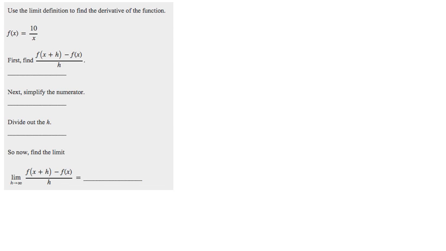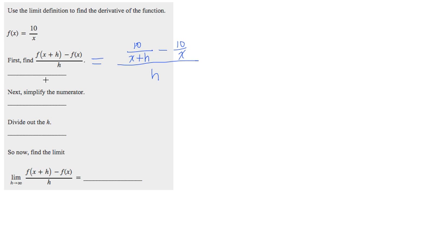Okay, in this problem, we are going to find the derivative of f of x equals 10 over x using the limit definition. Now, we'll just go ahead and start by finding this difference quotient. So f of x plus h means replace this x by x plus h. So that would be 10 over x plus h minus f of x, which is minus the function we're given, 10 over x, all divided by h.